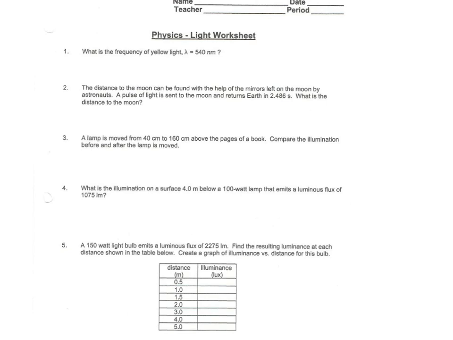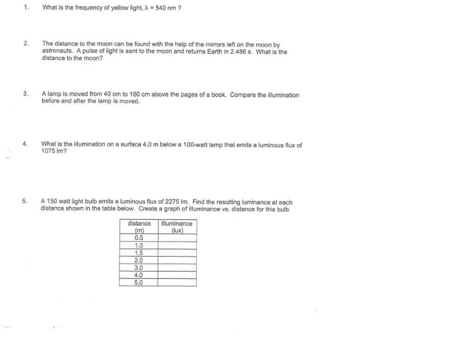Number three, we're looking at the inverse square law, and the inverse square law is a new law that we're looking at. This law states that the intensity of light is inversely proportional to the square of the distance. So what this means is that as the distance from the light source increases, the intensity of the light is equal to the value multiplied by 1 over the distance squared.